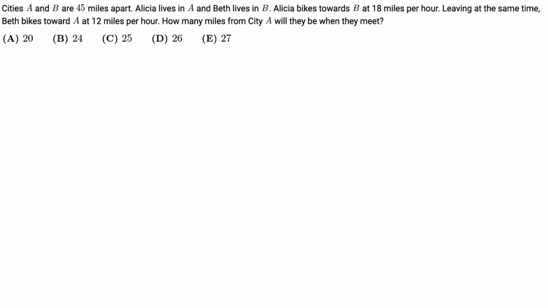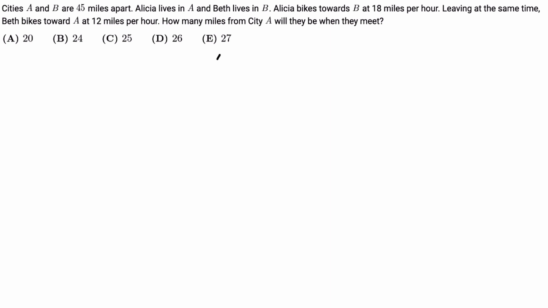Cities A and B are 45 miles apart. Alicia lives in A and Beth lives in B. Alicia bikes towards B at 18 miles per hour, leaving at the same time. Beth bikes towards A at 12 miles per hour. How many miles from city A will they be when they meet?